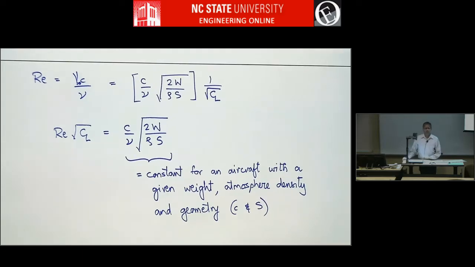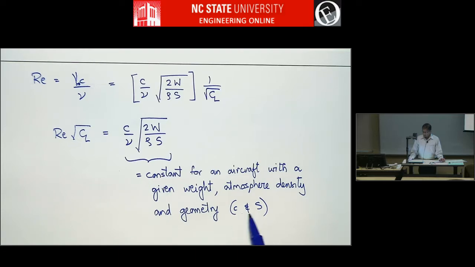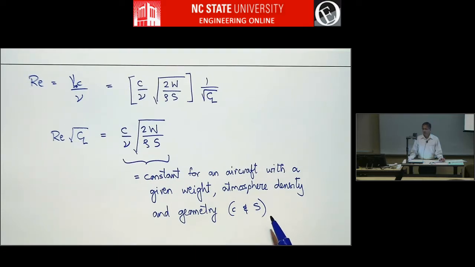So everybody remember what C and S are? C is the chord. What is S? Planform area, right? Not span. Somebody said span. So S is the planform area, wing area. So wing area and constant chord are constant for a given geometry. If you're flying at a certain altitude, atmospheric density is constant. And as long as you're looking at the airplane performance at a given weight, this is a constant.